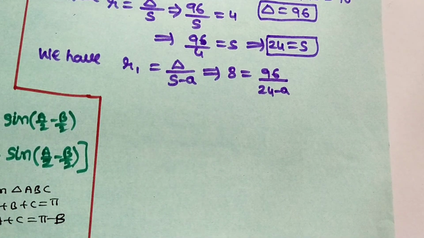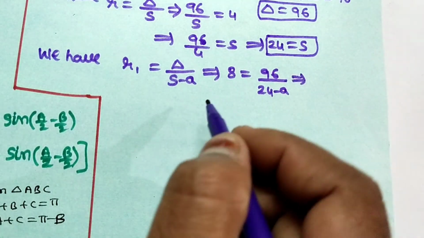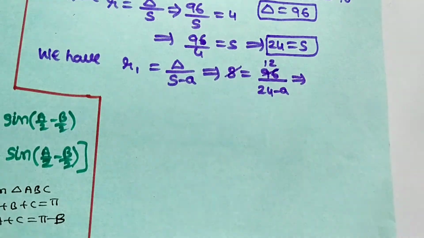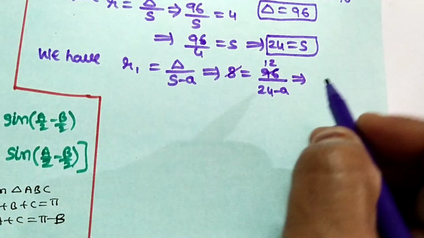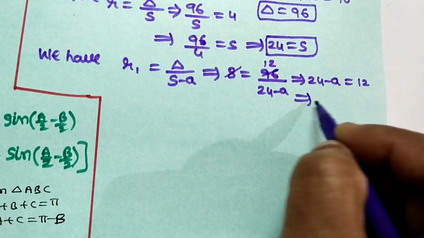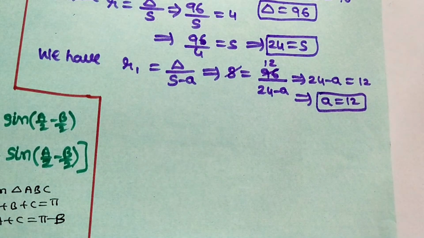8 ones are 8, 12 8s are 96 only now. So, cross multiply: 24 minus A equal to 12. That implies A equal to 12. We got the value of A simply.